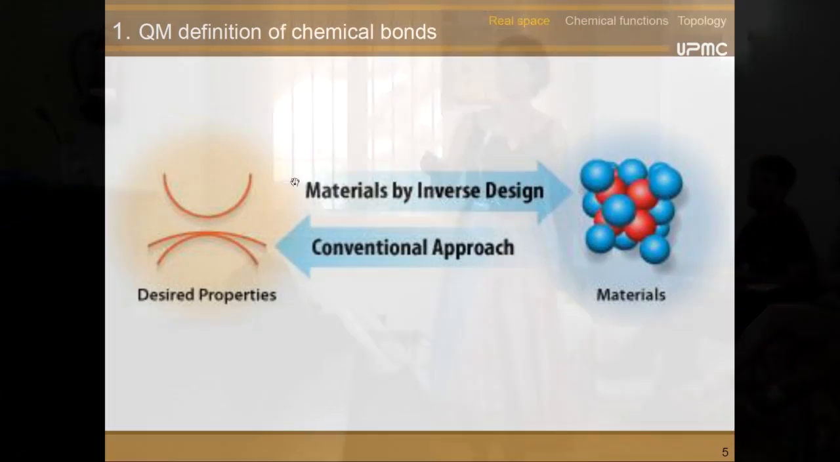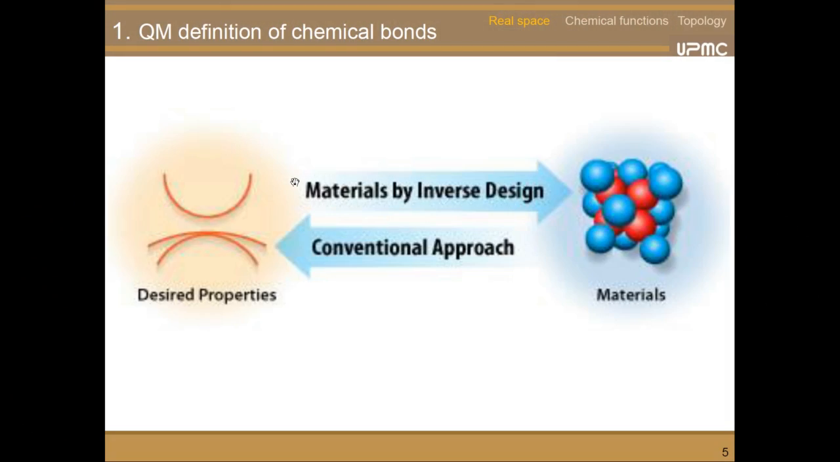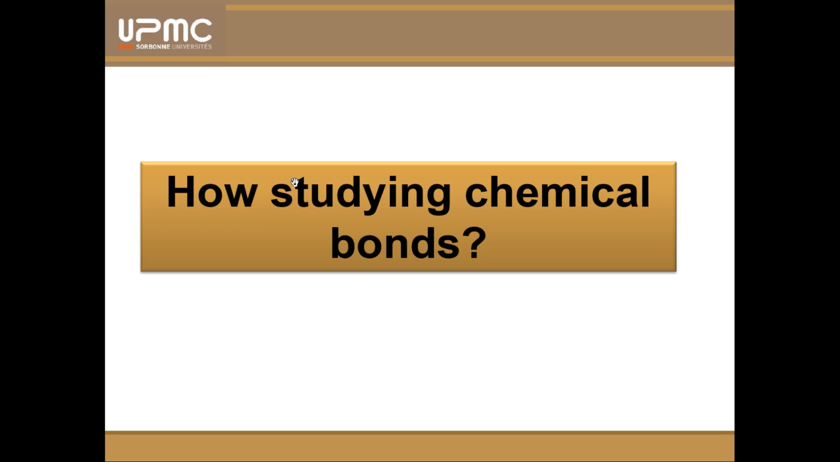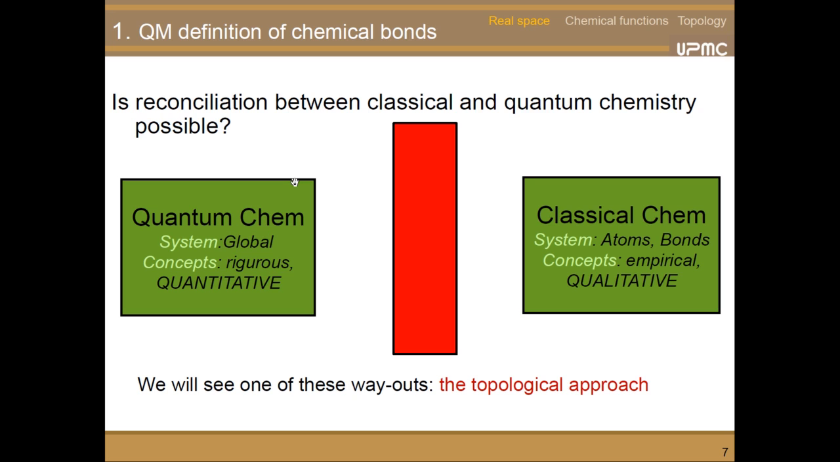And that's because if we carry out a normal calculation, our conventional approach is we have the structure, we calculate the properties. But if we have one property we want to optimize, we really need to understand how these two are related, so structure and properties, and that's going to be through the chemical bond, to actually be able to do inverse design.